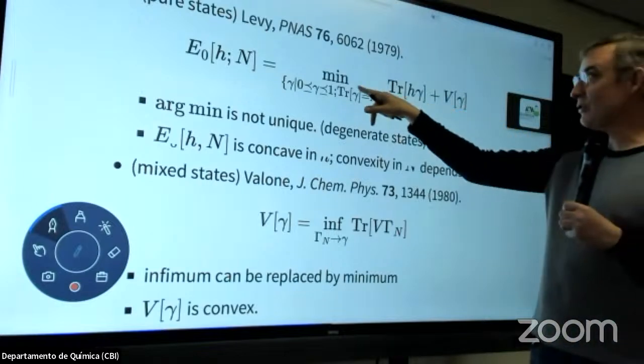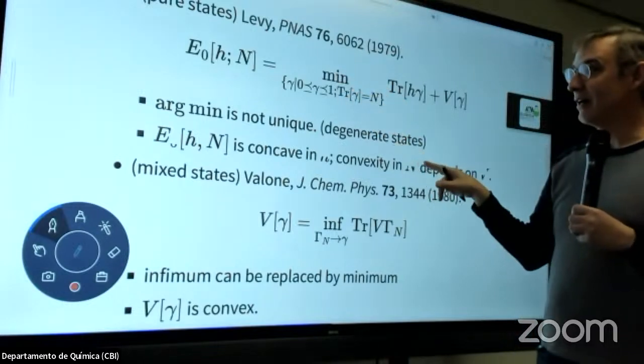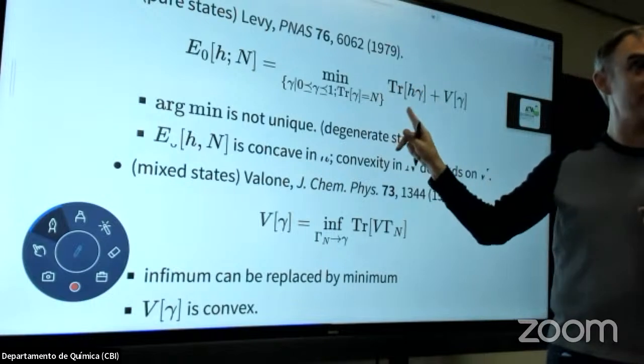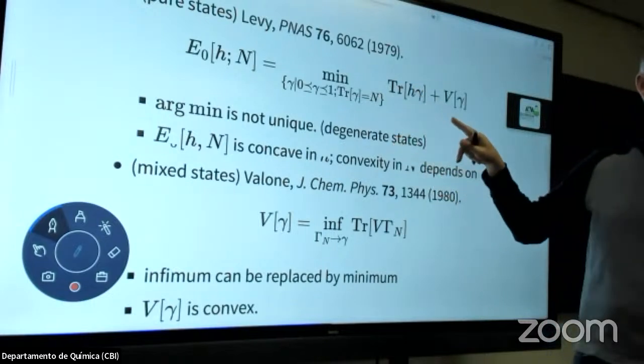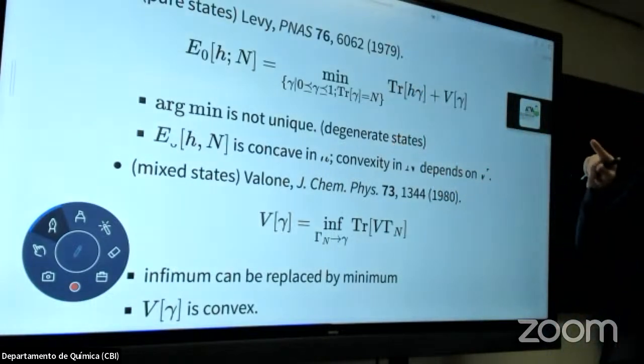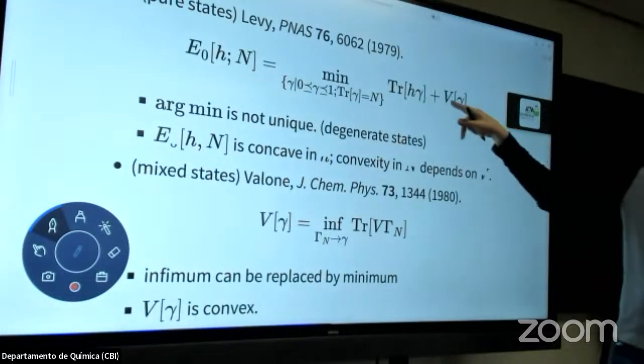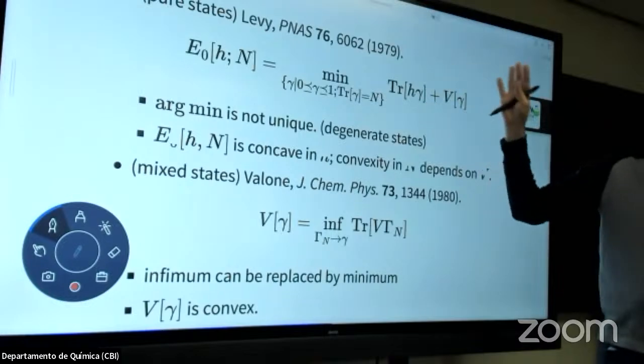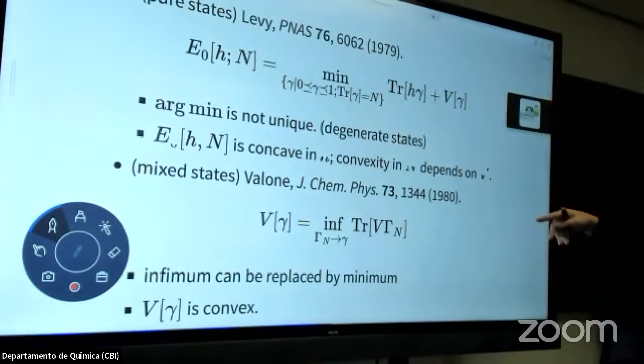One thing to say is when you do this minimization, it doesn't say that there's only one density matrix at the minimum. If you have degenerate states, then you'll have many different density matrices. So you can prove that this is a minimum and not an infimum, if the mathematicians care, right? But the minimum is not unique.